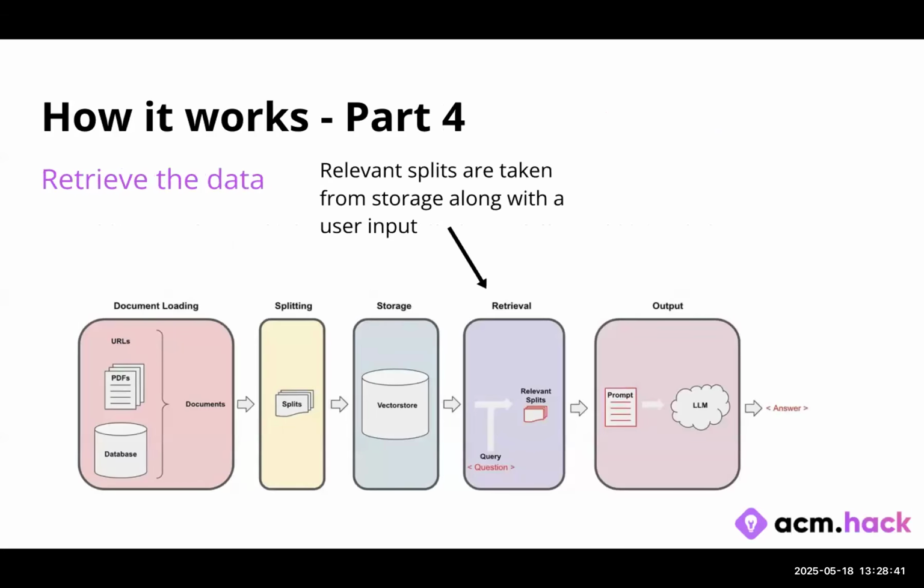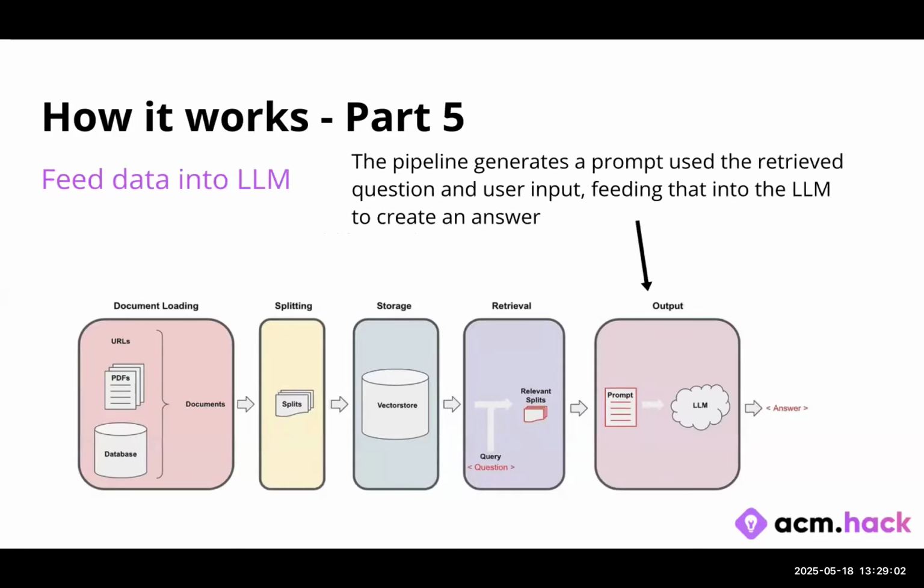And then for part 4, the relevant bits are taken from the storage along with the user input. So basically, you would ask a question and your retriever would take the relevant vectors from your vector store along with that question, and it'll create a prompt. And then this pipeline generates a prompt using the retrieved data and your user input, and it will feed it into the LLM to create an answer for you.